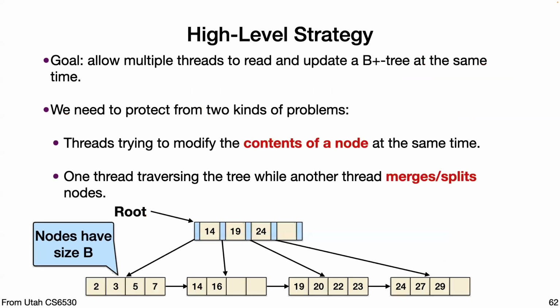Okay, so remember that we talked about B trees some time ago? We also talked about B plus trees. And the goal here is that we want to read and update the B plus tree at the same time with multiple threads. And so there are 2 kinds of issues. One is if you have threads trying to modify the contents of a node at the same time. And the other one is that you might get changes in your tree structure while you're traversing the tree, through merges and splits.